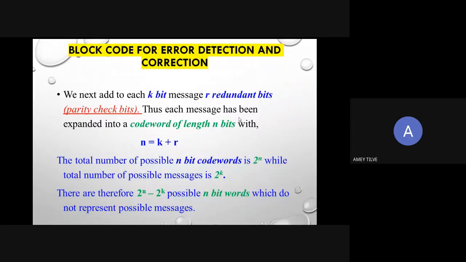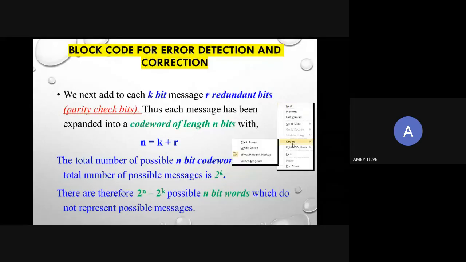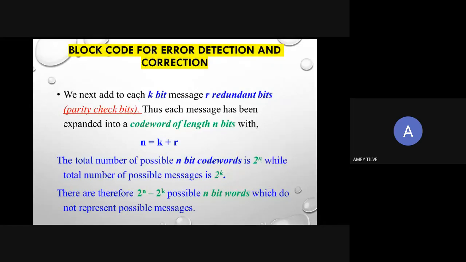Now we cannot just send the information to the user. Along with the information, I am adding the redundant bits R. So K is your information bit and R is your redundant bit which you are making. I am considering my full message as K plus R. Earlier I was naming K as information bit, and now I have added redundant bits to this K.